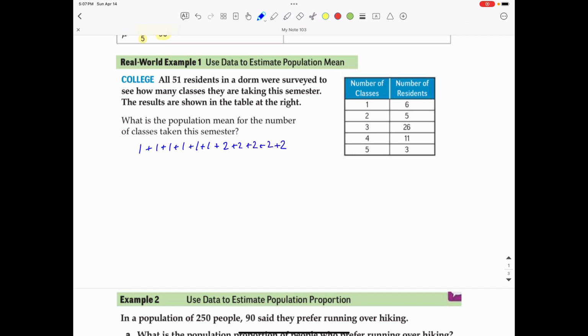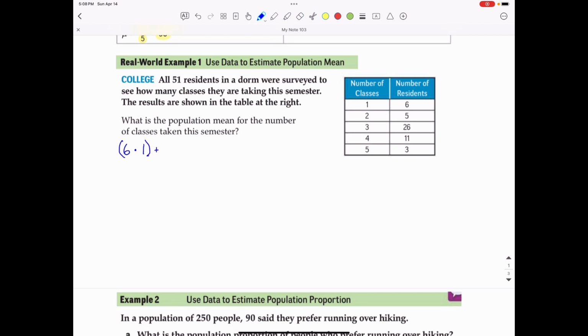And we could do that for all of them, especially when you get down to the 26 residents taking 3 classes. Writing a 3 down 26 times is going to be very time consuming. So instead of doing it that way, why don't we apply some multiplication here? So we do have 6 residents that take 1 class each. So 6 residents taking 1 class means that would be 6 total. 6 times 1 is 6.